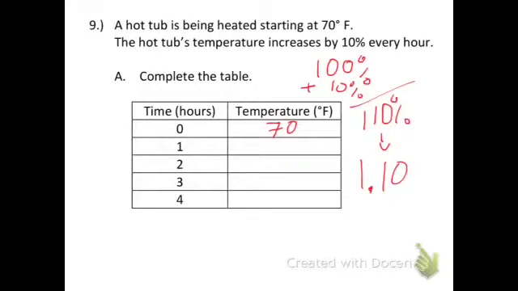So if we want to get the next hour, we're going to take 70 and times by 1.1, which is 77. Oh, sorry, it's going to be 77 for the first hour. And then you times by 1.1 again. So take 77 and times by 1.1. You get 84.7. And then you take 84.7 times by 1.1. You'll get 93.17. And then times that by 1.1. You'll get 102.487. And so we got our table ready to go.